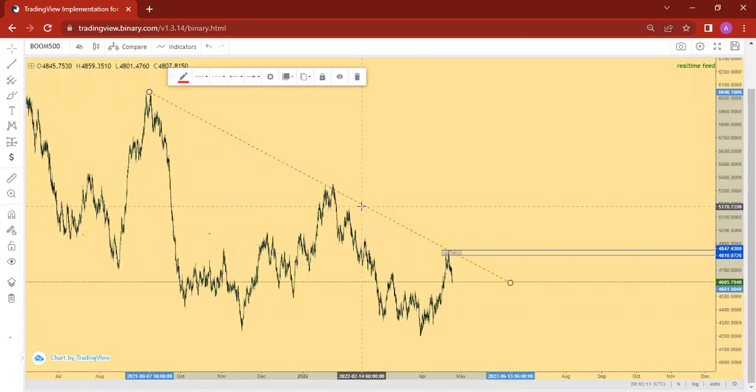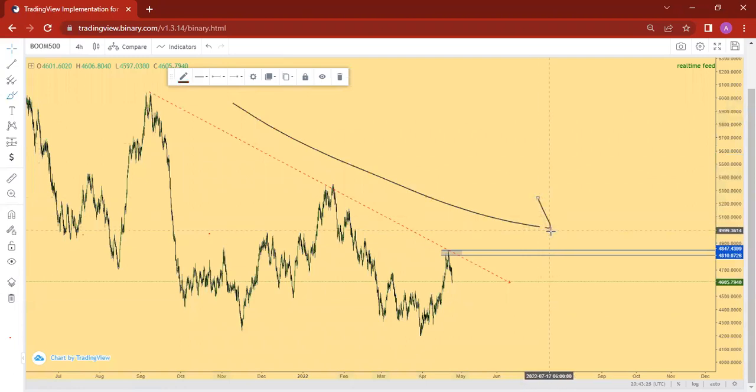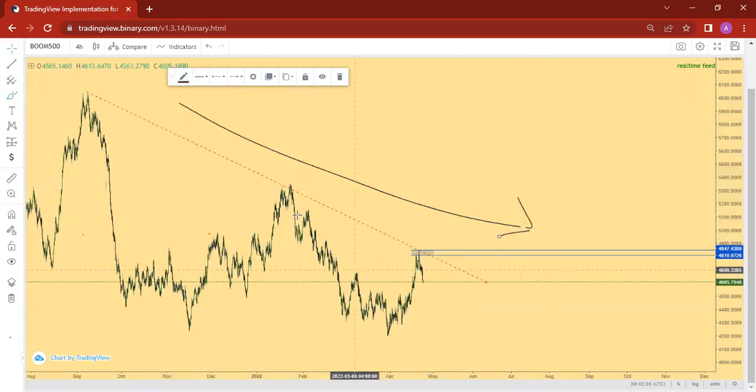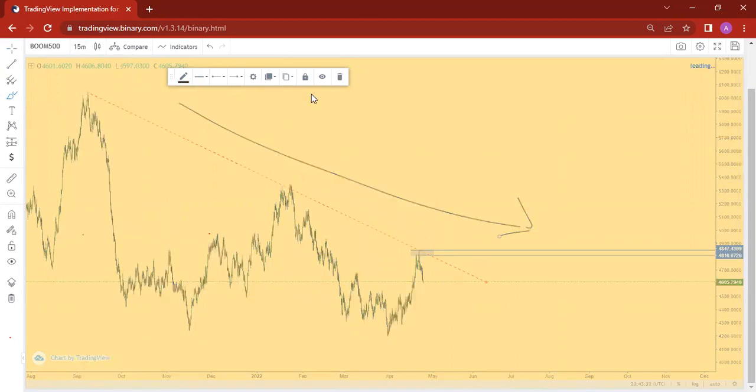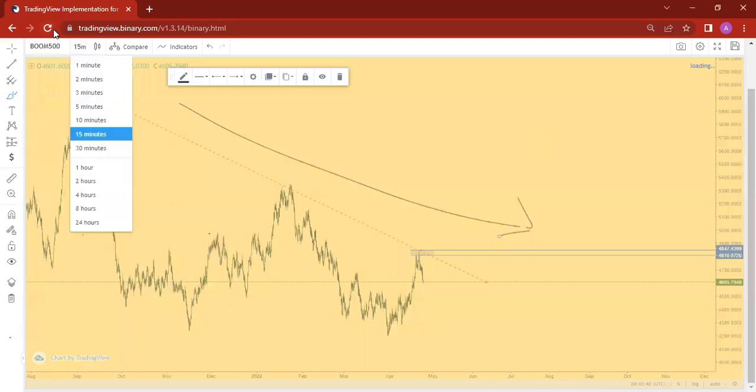Now I told you something. On the H4 overall, we are on a downtrend. But then if you go over to your M15, for example, you would see that we are actually on an uptrend on the M15. Very much possible.